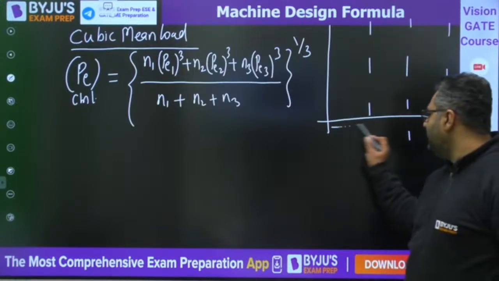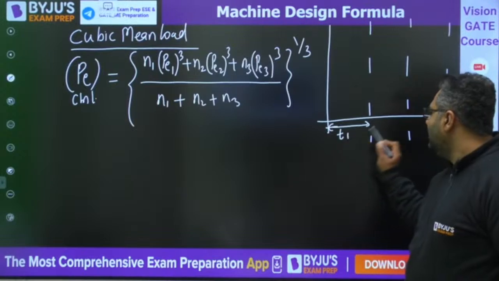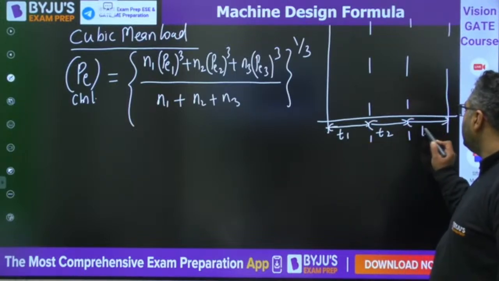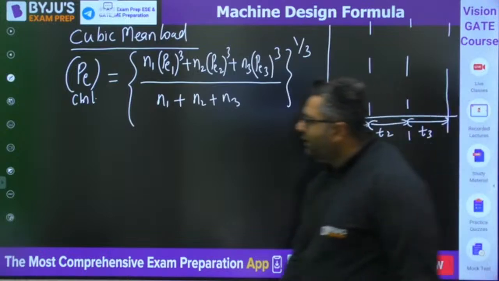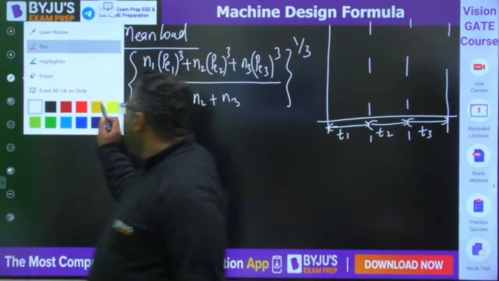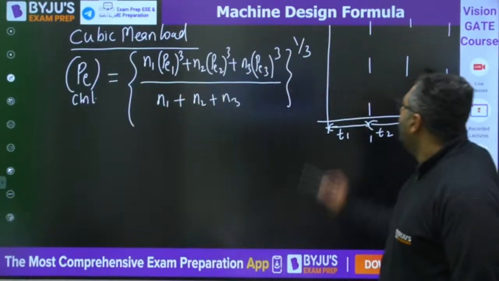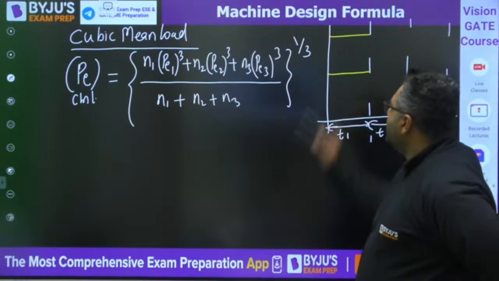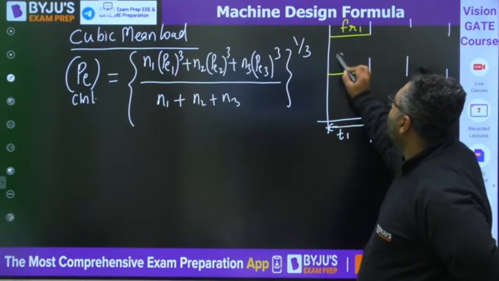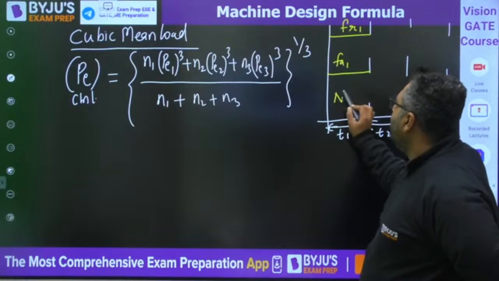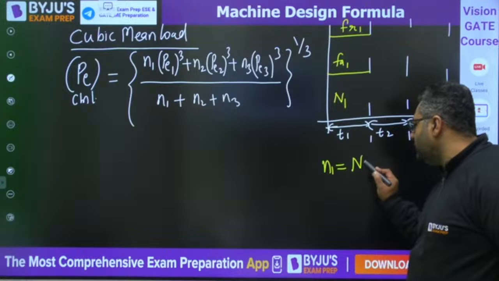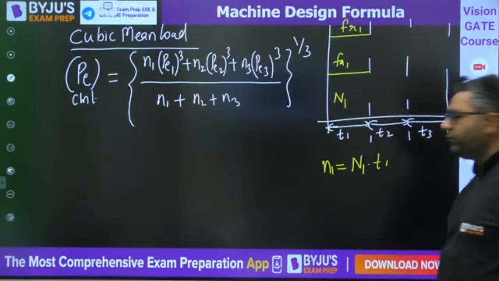Let us say this is time t1, this is time t2, this is time t3. So we have these 3 time intervals, and in these 3 time intervals, let us say this is the radial load FR1, this is the axial load FA1, and the speed here is n1. Then small n1 is the number of revolutions, which is defined as speed into time.